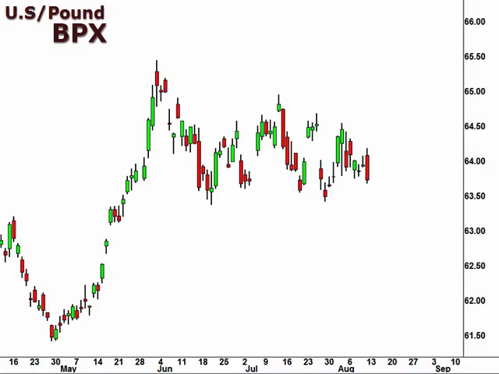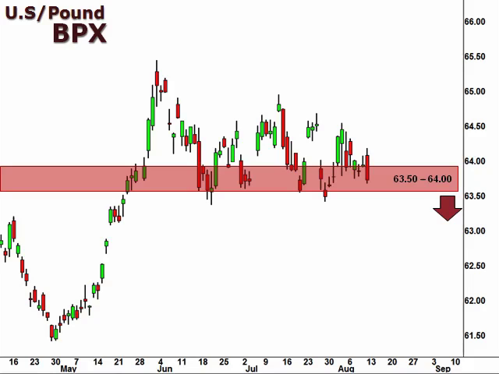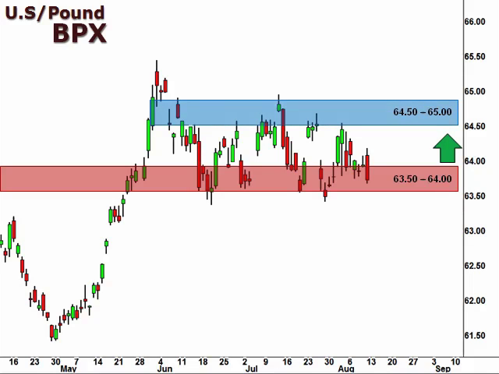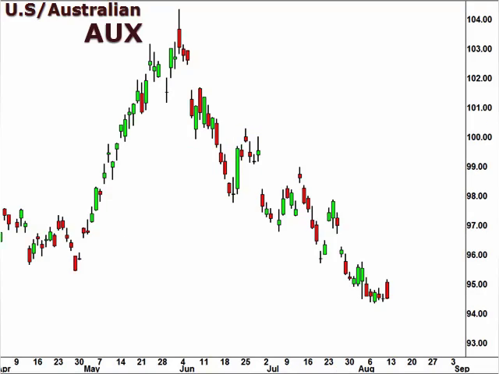Let's take a look at the US dollar versus the British pound as seen here in the ISC FX options pair value BPX. 63.5-64 continues to act as support, and a break below 63.5 opens the window for a drop lower. A reversal and subsequent break above 64 triggers a trade higher with 65 as resistance.